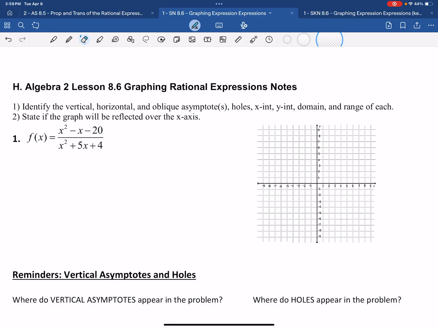And then tonight's homework and classwork for when this video is done is for you to go to the assignment and do problems 4, 5, and 6.